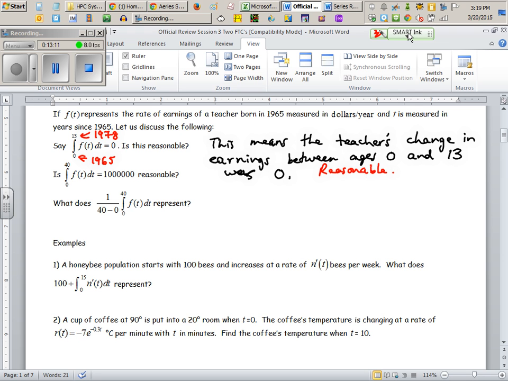Is it reasonable to say that the integral from 0 to 40 is 1,000,000? This is $1,000,000. That's what it means. This is $1,000,000. We already figured out the units. I'm almost 40. I'm 39. Okay? Is it true that next year my increase in earnings, or my change in earnings from the time I was born might be $1,000,000?